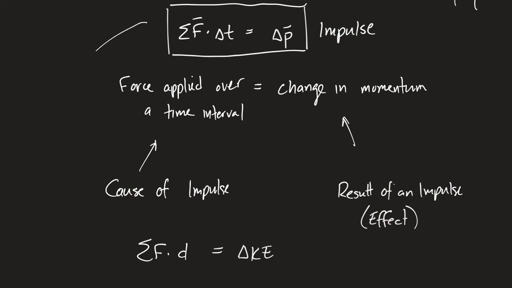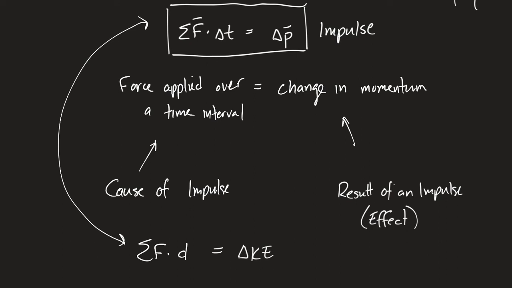So there's clearly a similarity here between work and impulse. But be careful. Applying an impulse doesn't necessarily mean you do work, and doing work doesn't always result in an impulse. These are separate things. In order for work to be done, the force has to be applied over a change in position. For impulse, it's about time.